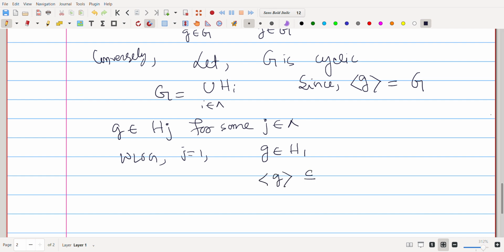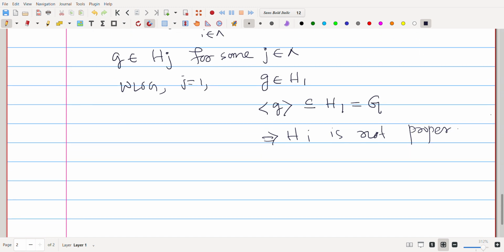That means the cyclic subgroup generated by g is contained in H1. This will imply H1 equal to G, because the cyclic subgroup generated by g is itself G, because G is cyclic. Hence H1 is not proper. That's a contradiction. Hence the fourth option is correct, right? Now by using this, we can do the other options.